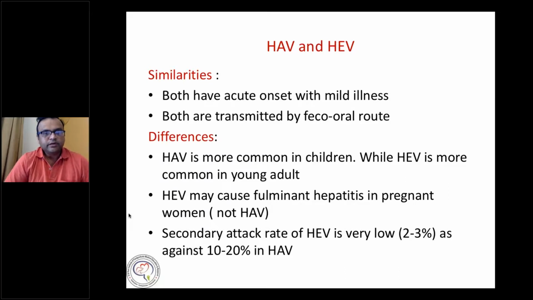The only dreaded complication for hepatitis E virus is basically acute liver failure or fulminant hepatitis, usually in pregnant females. And secondary attack rate, which essentially means person-to-person transmission, for hepatitis E is very low as compared to hepatitis A, which is very high.